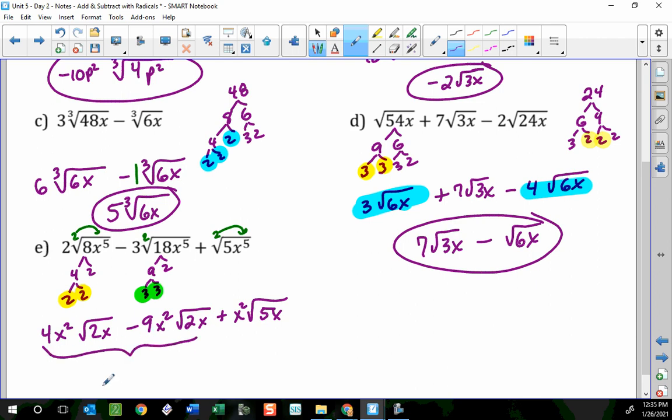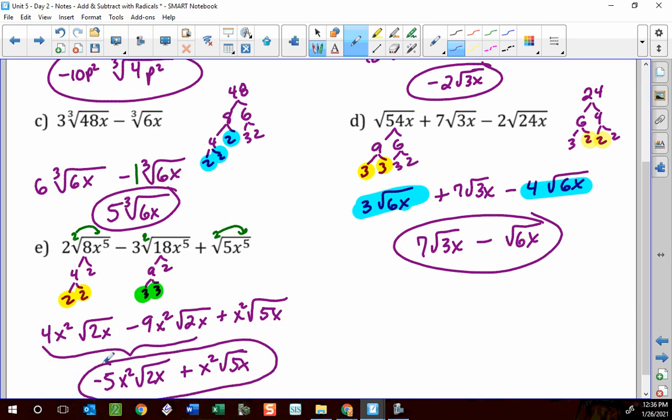So 4 minus 9 is negative 5, and I put the x squared radical 2x back. And this guy, I just put plus x squared radical 5x. I just tack him on the end, and that's all he does is just sit around all the time. Okay, so there's my answer.